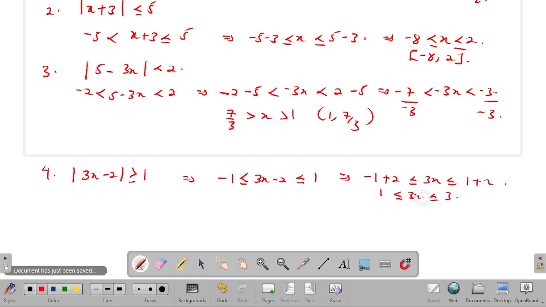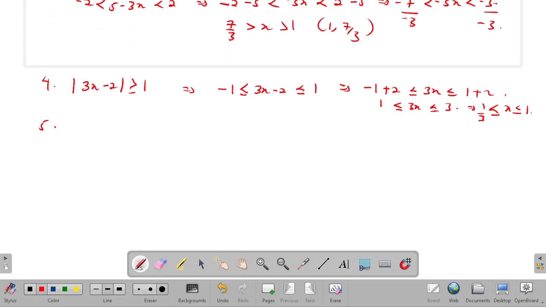Okay, so what do you get? You simply have 1 out of 3 less than or equal to x less than or equal to 1. Okay, good. That is all. Okay, what's our next problem? So a different problem here.